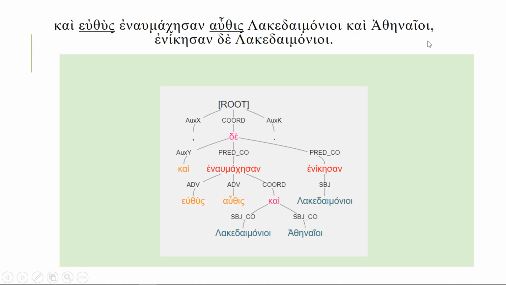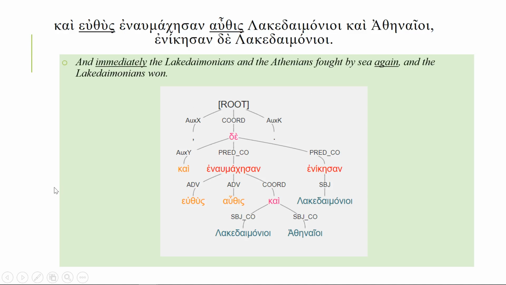Then we have a comma, that's the editor telling you here's the second half of a conjoined main clause, a coordinated clause. Enikesan, another verb, they won. And who's winning? In this case, it's the Lacedaemonians winning. So these two verbs are joined by the de, and the Lacedaemonians is the subject of the second half. So, and immediately the Lacedaemonians and the Athenians fought by sea again. They fought another sea battle, you could even say. And the Lacedaemonians won. Okay?